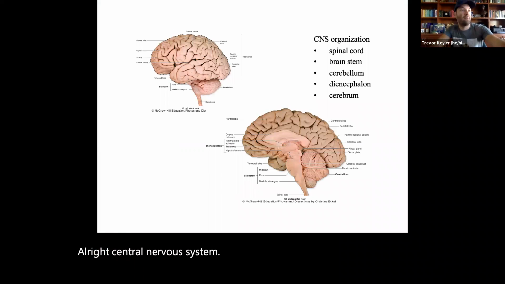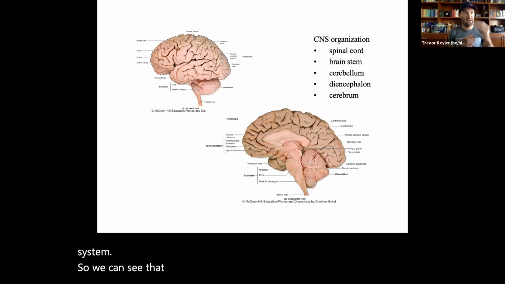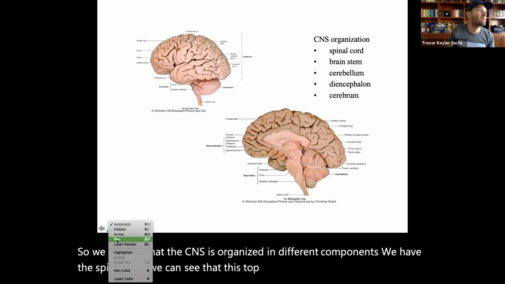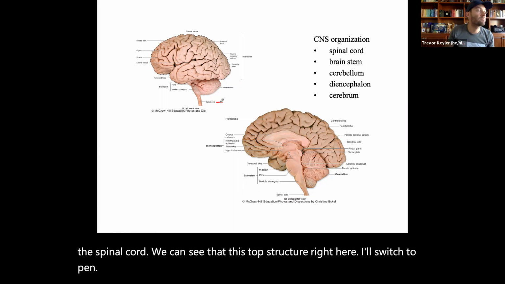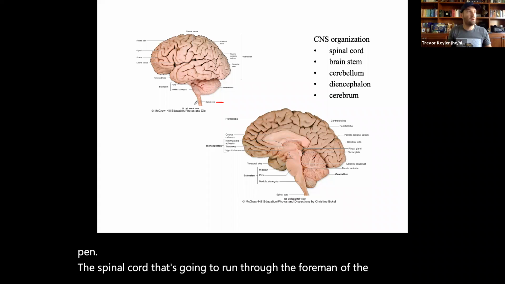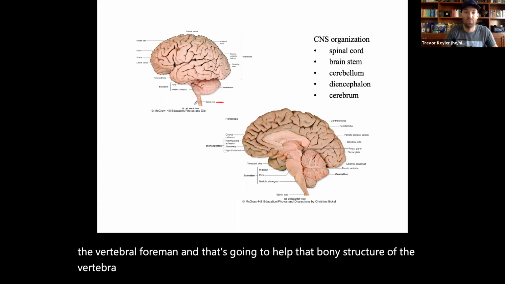Here we have an external view of the parts of the central nervous system. We can see that the CNS is organized in different components. We have the spinal cord, which we can see at this top structure right here. I'll switch to pen. The spinal cord runs through the vertebral foramen, and the bony structure of the vertebra adds protection to that spinal cord.